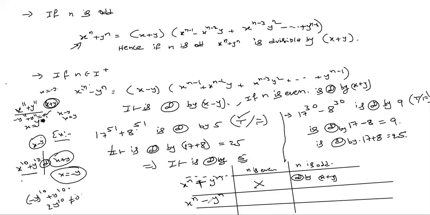So whenever x power n minus y power n is given, in the situation whenever n is even, x power n minus y power n whenever n is even. So n, let us take 10. X power 10 minus y power 10. Let us check whether it is divisible by x minus y and x plus y.